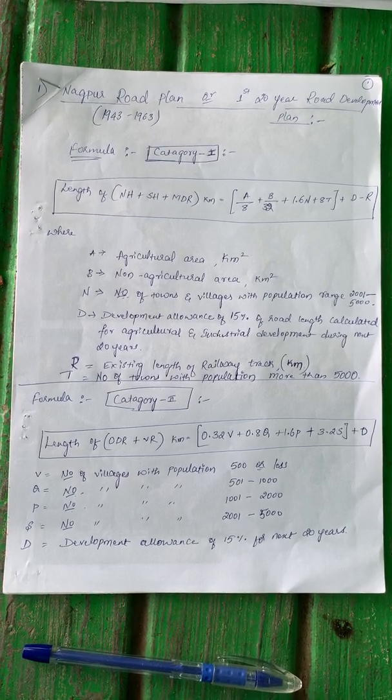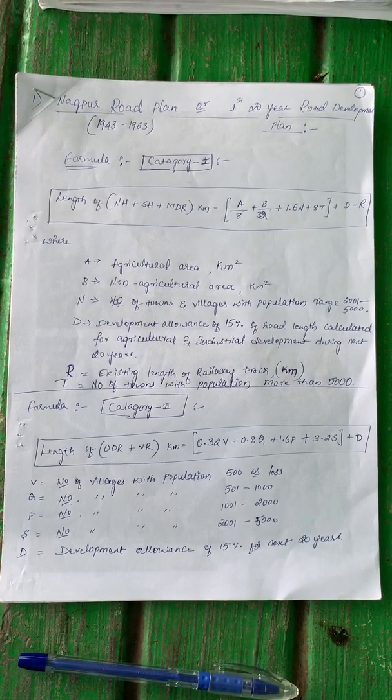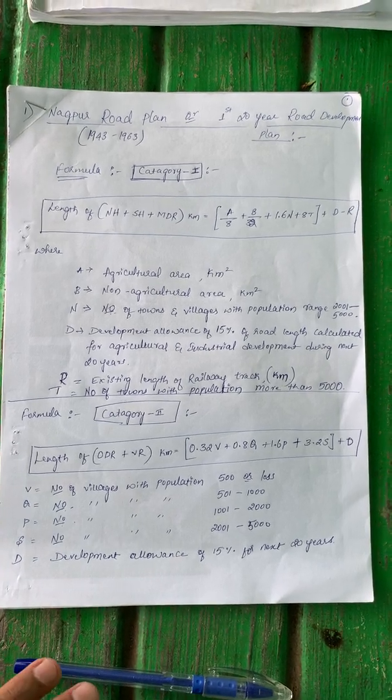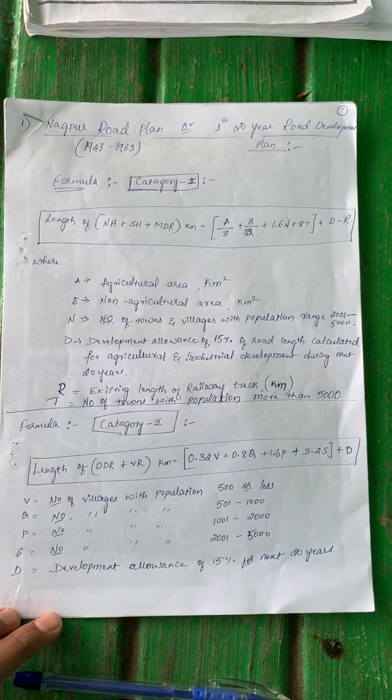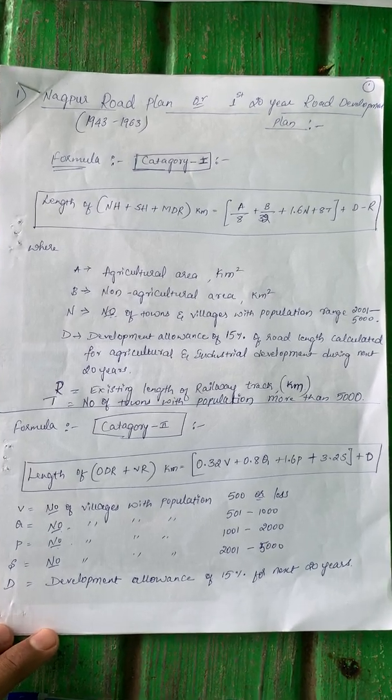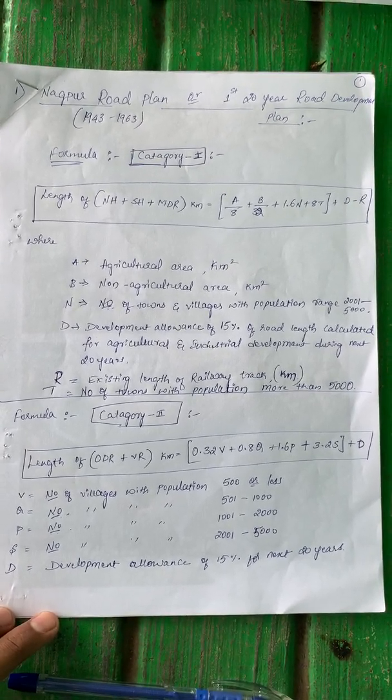So let's move on to the topic. Today's topic is the road development plan. Here we have road development plans of three categories. First one is the Nagpur road development plan, the second one is the Bombay road development plan, and the third one is the Lucknow road development plan.